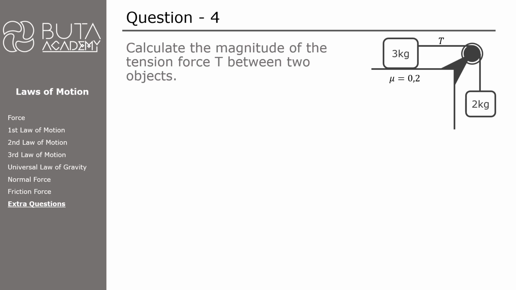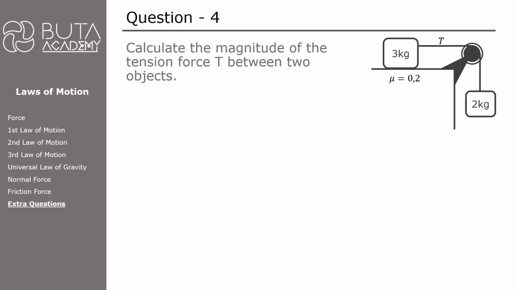A 3 kg block is connected to a 2 kg block by a light, inextensible string moving over a frictionless pulley. Coefficient of friction between the 3 kg block and the surface is 0.2. We are asked to calculate the tension in the string between the two blocks.